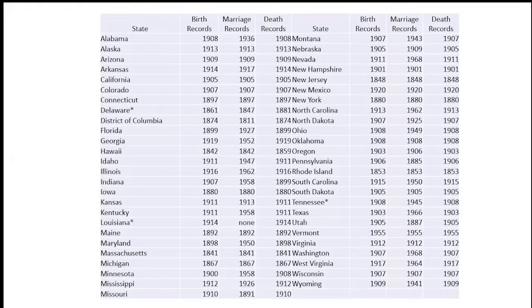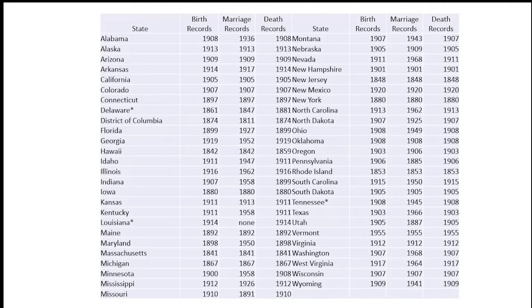This is by state: the birth records, marriage records, and death records. And again, it shows you when they began. One of the early states indicated was Massachusetts, 1841, across the board. As you take a look at some states, it's very, very different. Iowa was 1880, an early proponent. Ohio, 1908, 1949, and then 1908.